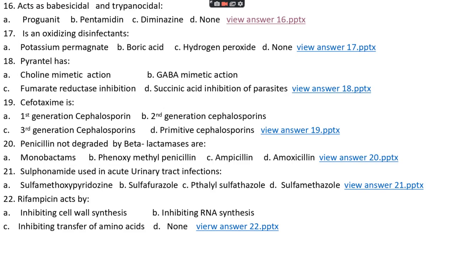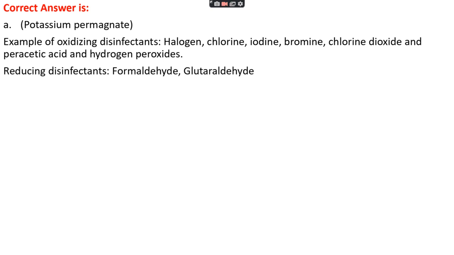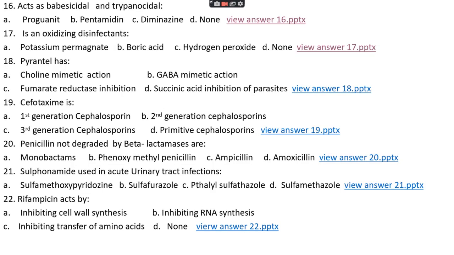Question number 17. An oxidizing disinfectant is: option A, potassium permanganate; option B, boric acid; option C, hydrogen peroxide; option D, none. The right answer is option A, that is potassium permanganate. Some examples of oxidizing disinfectants are halogens like chlorine, iodine, bromine, chlorine dioxide, peracetic acid and hydrogen peroxide. Similarly, examples of reducing disinfectants are formaldehyde, glutaraldehyde, etc.